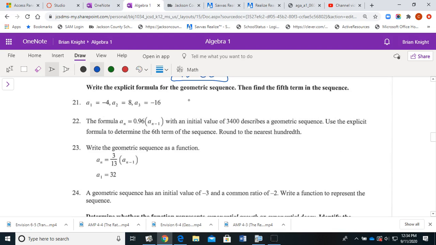Okay. Write the explicit formula for the geometric sequence. Find the 5th term in the sequence. So, explicit formulas are easier, I think. Okay. We need A and our R, so A sub n equals. What is the first term?